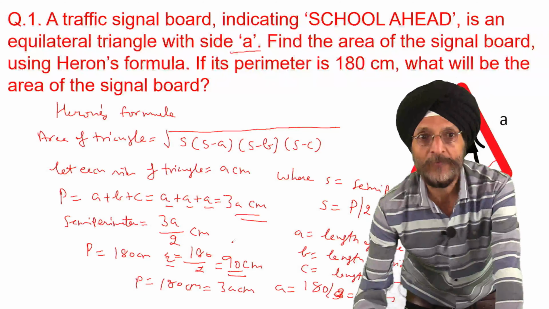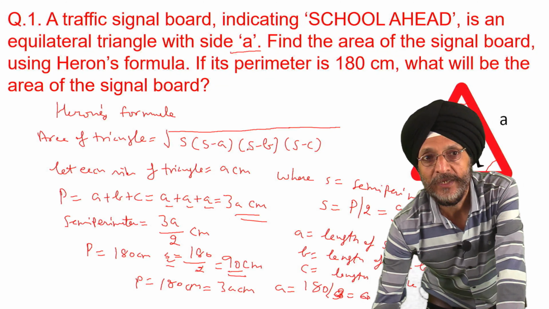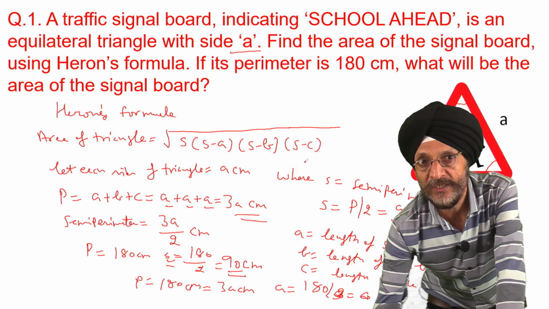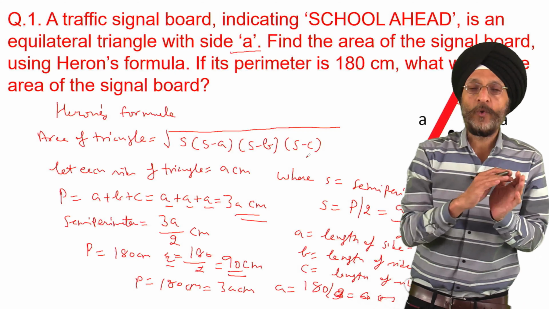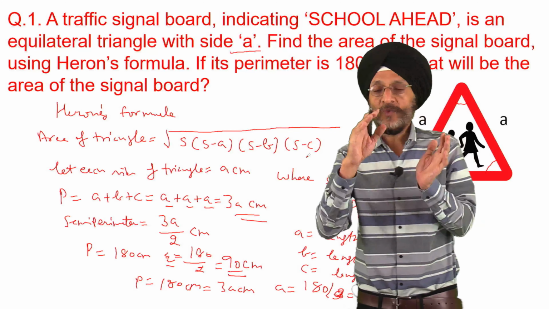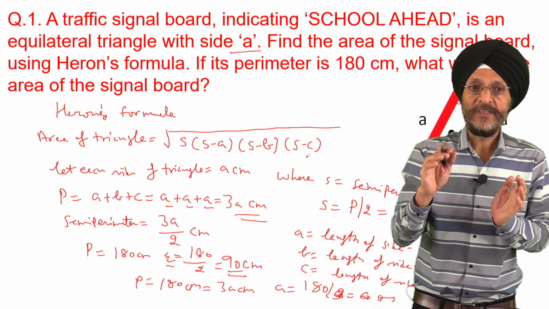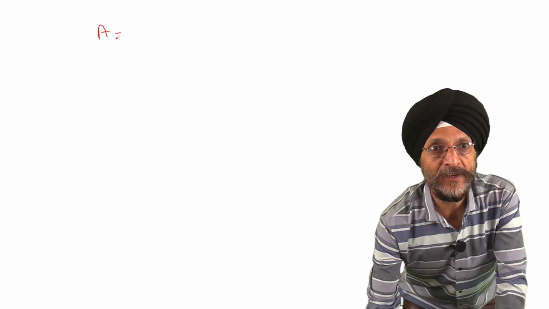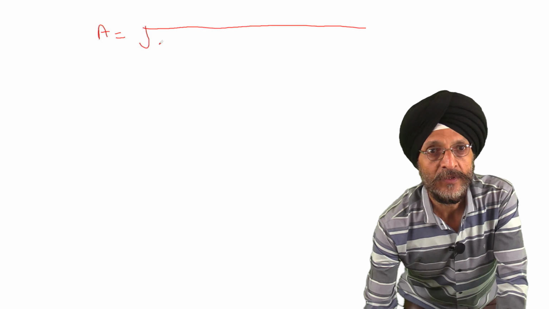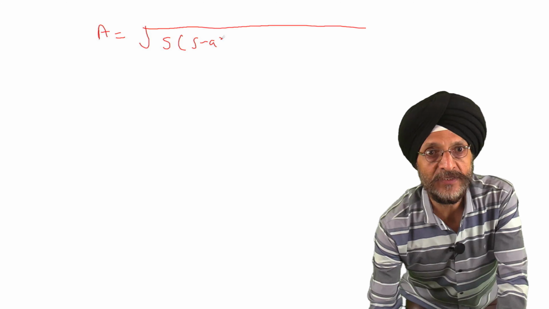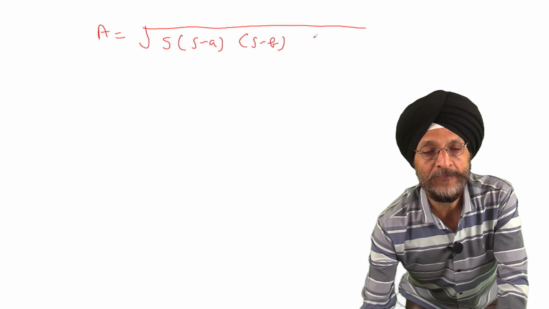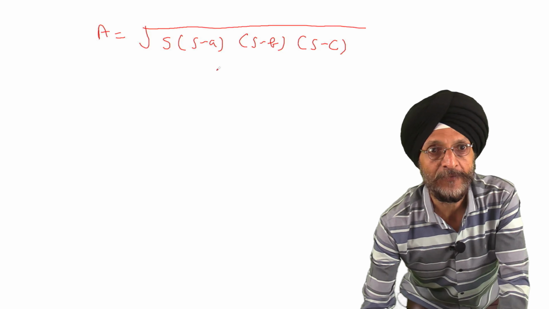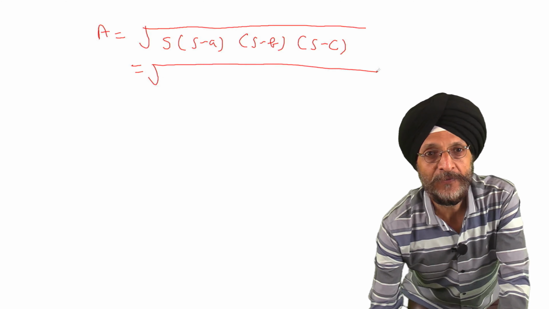The value of a has also come to our knowledge. So here we will now fill the values of a, b, c. What will be the value of a? It will be 60. Value of b will also be 60. Value of c will also be 60, because the lengths of all the sides are equal. So using Heron's formula, area of triangle is equal to under root s into s minus a into s minus b into s minus c. Here we will fill the values.